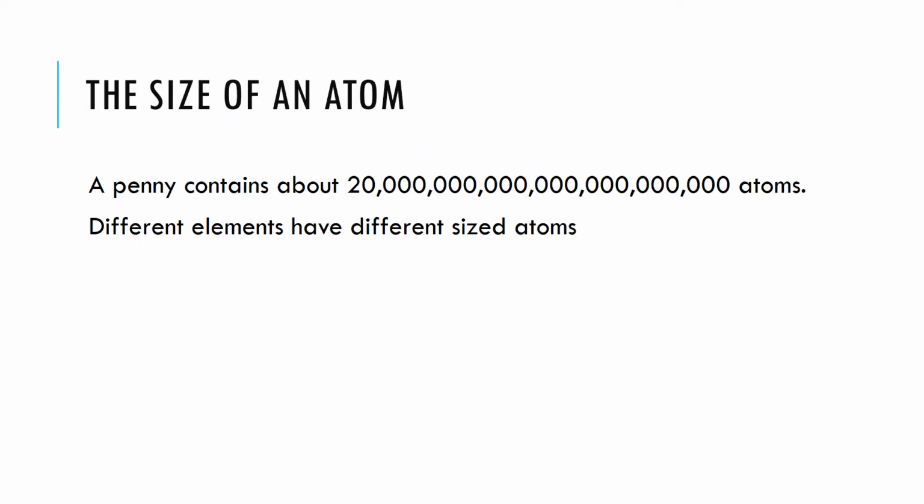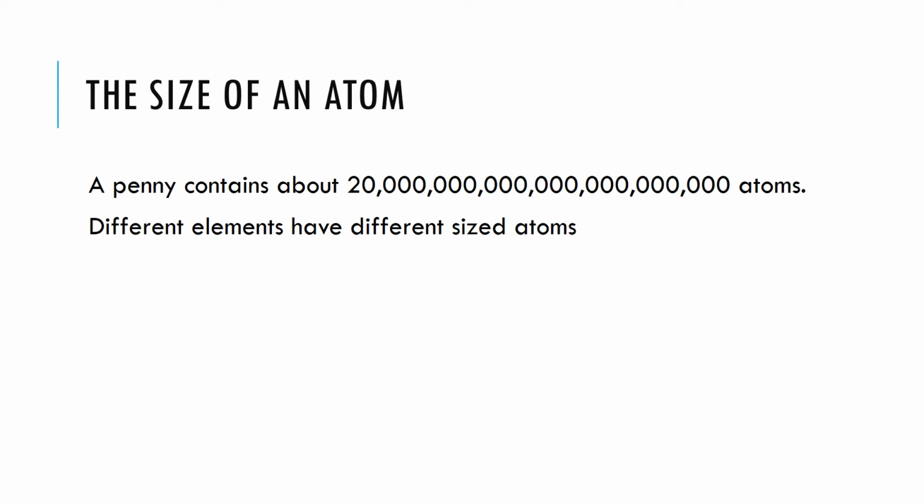First off, the size of an atom, just to get a general idea of how small atoms actually are, because obviously we cannot see them. You cannot see them with a microscope because they are so tiny. A penny contains 2 times 10 to the 22nd atoms. So all those zeros, that's how many atoms 1 penny has.